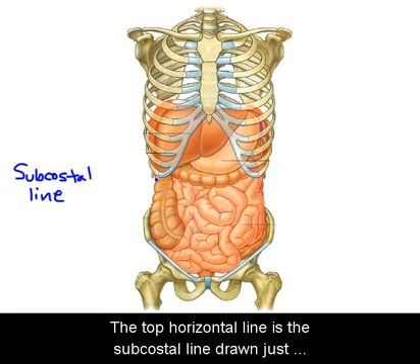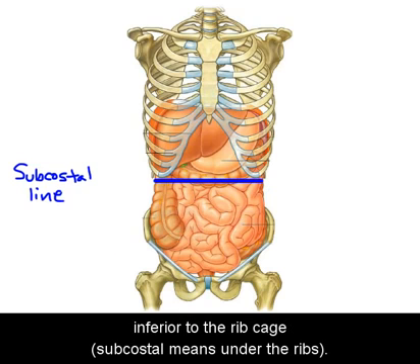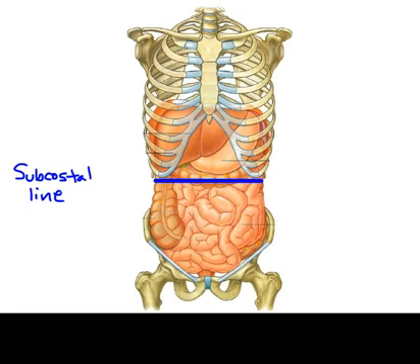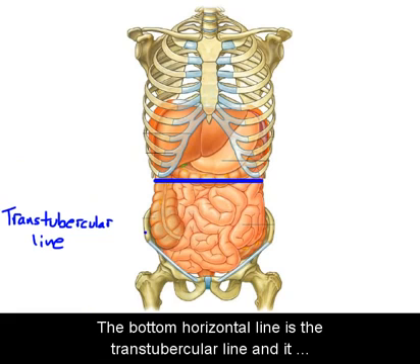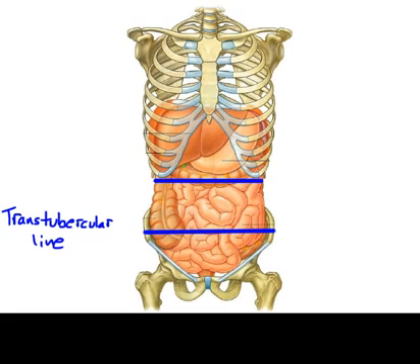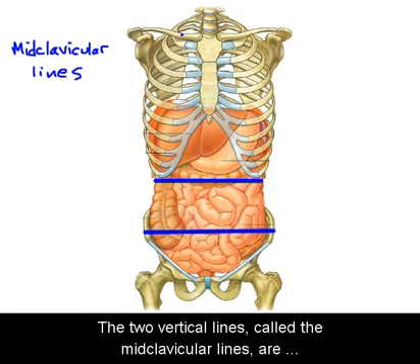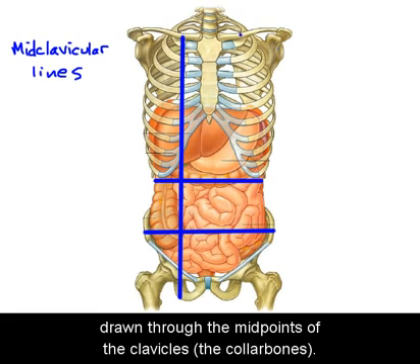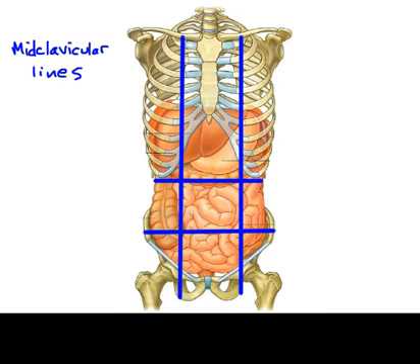The top horizontal line is the subcostal line, drawn just inferior to the rib cage. Subcostal means under the ribs. The bottom horizontal line is the transtubercular line, and it is drawn just inferior to the tops of the hip bones. The 2 vertical lines, called the midclavicular lines, are drawn through the midpoints of the clavicles, the collarbones.